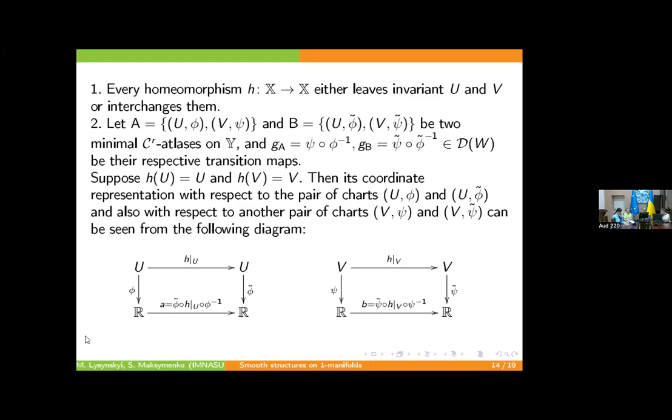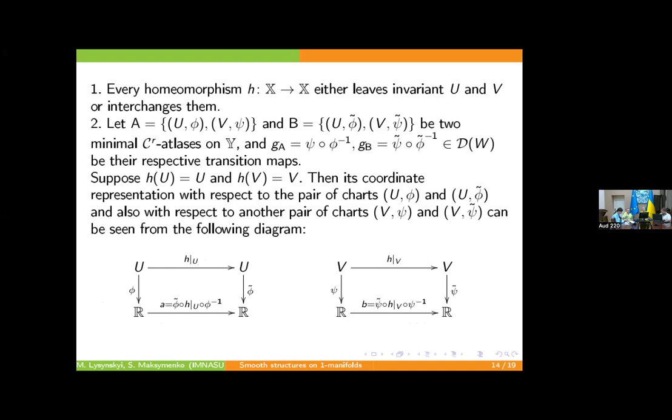Now, a few words about the proof. The proof is very straightforward in some sense, but there is a formalism behind. Every homeomorphism of X leaves invariant both sets, U and V. If we have a diffeomorphism, we can write it in the corresponding charts. If H is a diffeomorphism that maps U to U and V to V, then in the charts we have these maps. The statement that H is a diffeomorphism means exactly that these maps, A and B, are diffeomorphisms of R, so they are smooth.